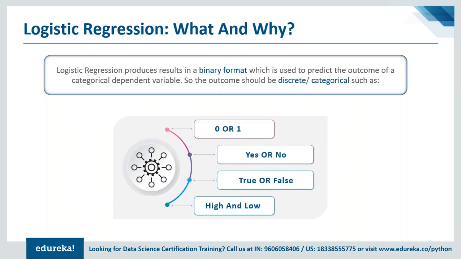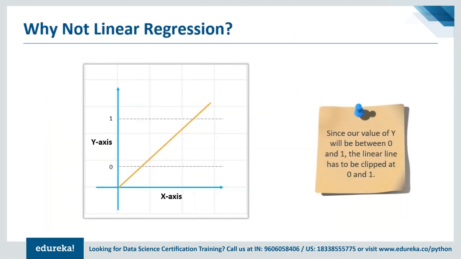Sticking to the same weather example, if I am asking you what is the temperature tomorrow, then it is linear regression. But if I am asking whether it will rain tomorrow, which has only two values, yes or no, for that you use logistic regression. So for this kind of regression, where the output is binary, we have to use logistic regression. But why not linear regression?